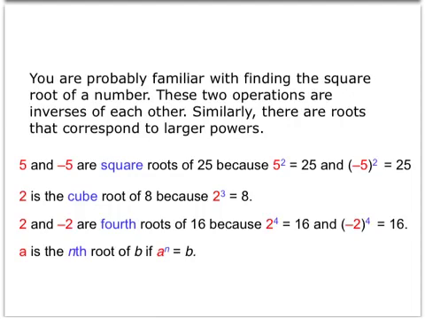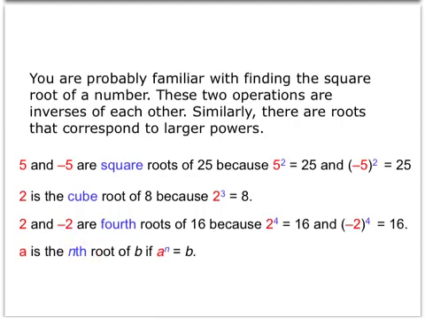These two operations are inverses of each other. Similarly, there are roots that correspond to larger powers. So, for instance, I have 5 and negative 5. They are square roots of 25 because 5 squared is 25 and negative 5 squared is 25. 2 is the cube root of 8 because 2 cubed is 8. 2 and negative 2 are fourth roots of 16 because 2 to the fourth power is 16 and negative 2 to the fourth power is 16.